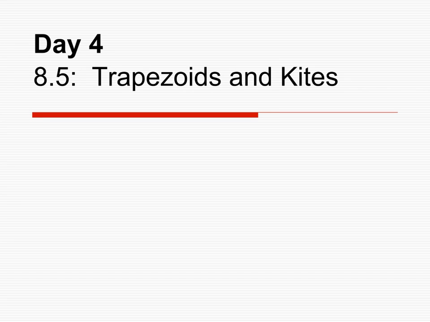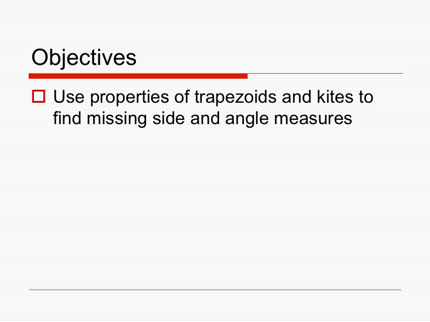Hello and welcome to day 4, which is section 5, Trapezoids and Kites. So today we're going to talk about all those properties of trapezoids and kites. We're going to use those properties to find missing side and angle measures. Just so you know, today is going to be a little bit of a longer video because there are so many properties of trapezoids and kites.